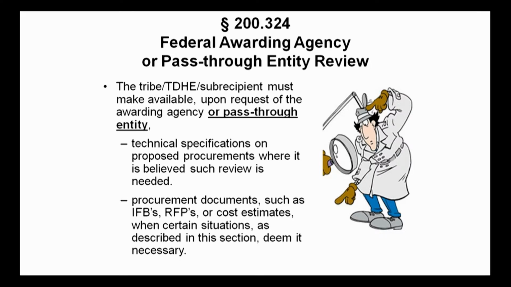So under 324 then, there is a simply stated requirement that the federal awarding agency or pass-through entity, who would be working with the pass-through entity, presumably would be the recipient of the grant, and they have a subrecipient. And in either case, they are given the right here in the uniform guidance to request procurement documents so that they can review, make sure that the proper procedures are being followed as we just discussed.